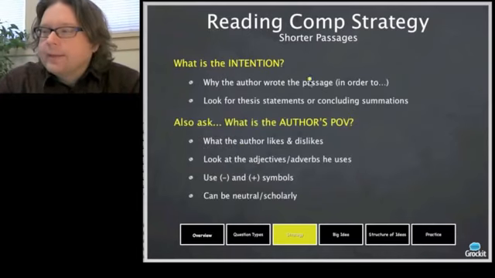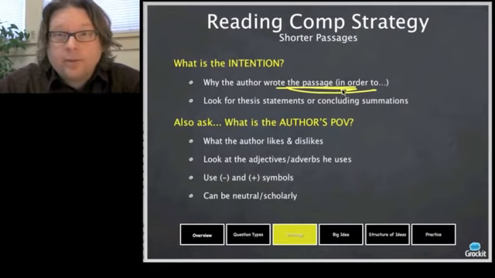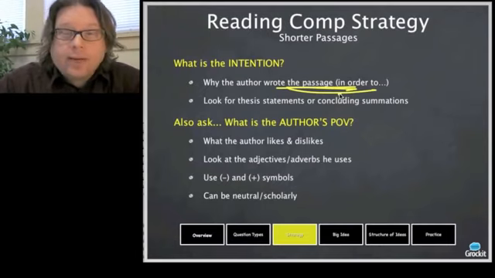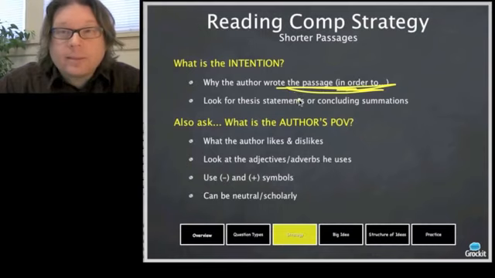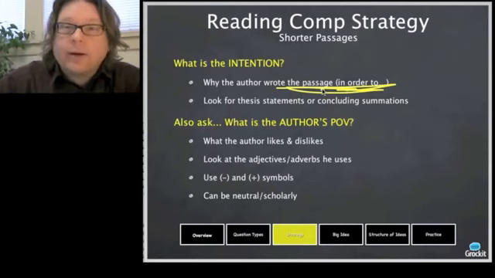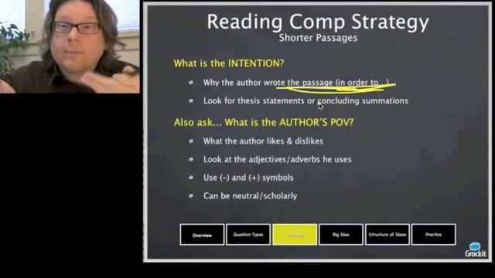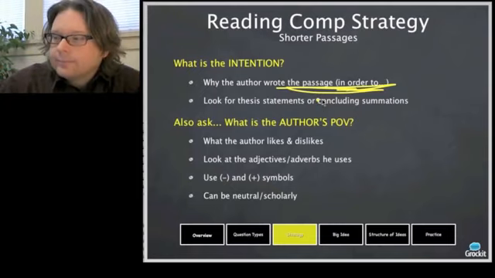The intention is why the author wrote the passage: to persuade you that drugs are bad, to warn you of the dangers of a new ice age, to explain a certain social theory. All of these things are possible purposes, some of which involve the author having a point of view that the author is trying to push out to you, and other ones where the author is being fair and balanced, saying some people think this, some people think this, and there's no clue what the author actually thinks.